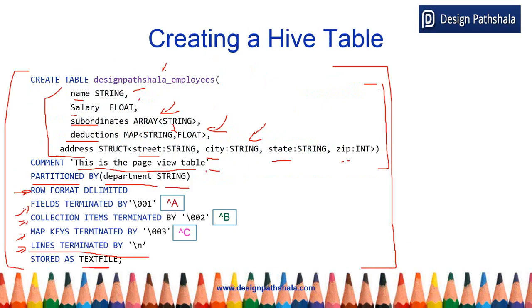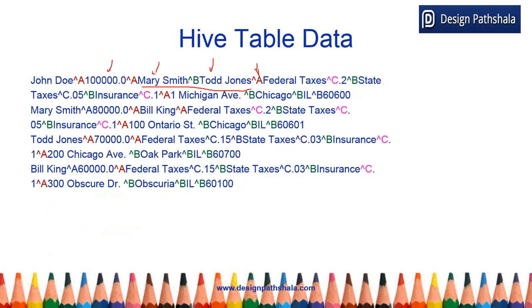So the two values, or his two subordinates, are separated by Control B. And then we have a map of deductions. So he has a federal tax of 0.2%, state tax of 0.5%, and insurance of 0.1%. So you can see the map keys and values are separated by Control C. This is one pair of data in the map. This is separated by Control B, and this whole field is separated by Control A, and so on.